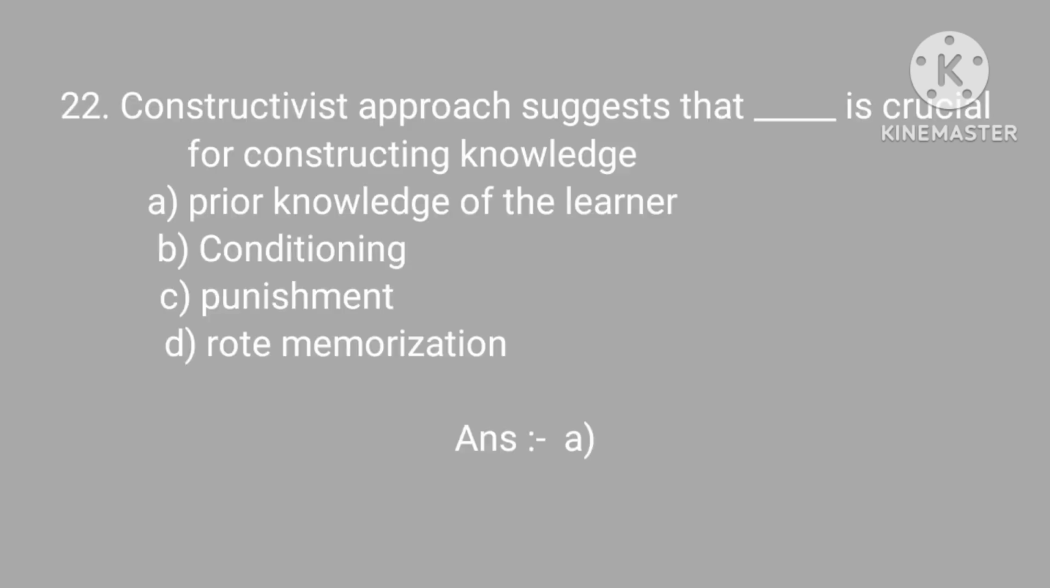Next question is question number 22. Constructivist approach suggests that dash is crucial for constructing knowledge. Option A, prior knowledge of the learner. B, conditioning. C, punishment. D, rote memorization. The answer is A, prior knowledge of a learner.